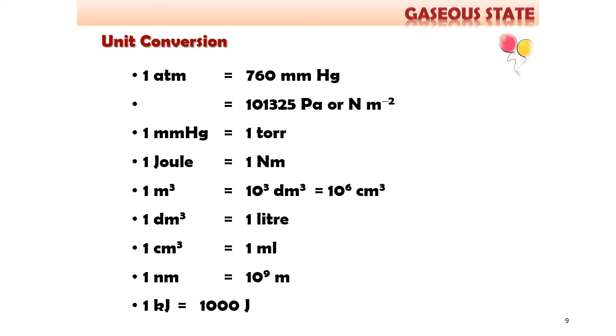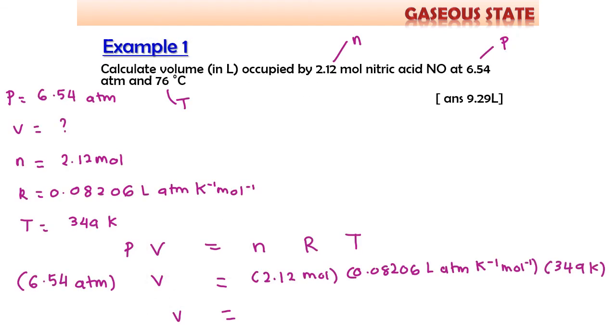So let's say you are given this unit, millimeter mercury. Just refer to the list and then convert to atm and so on for all the values in the question. Okay, so let's look at example 1. For this question, I've already provided the answer solution, so let's have a look.